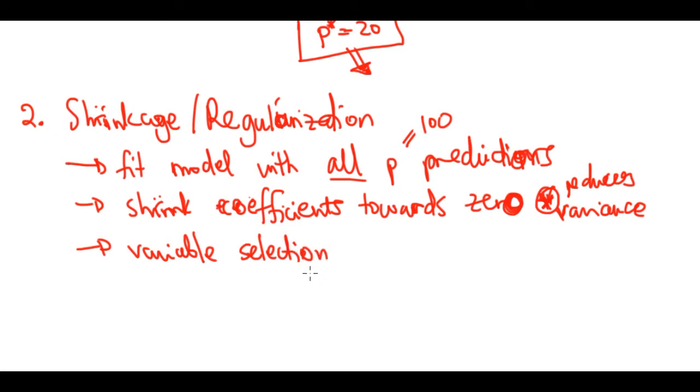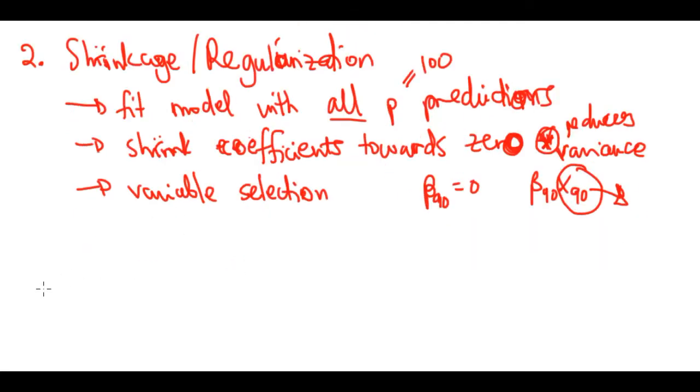Because if it becomes 0, let's say beta 90 is equal to 0, it means we no longer have beta 90, x90. So the variable x90 has fallen off. We don't have it in our model anymore. So we've done variable selection using shrinkage.